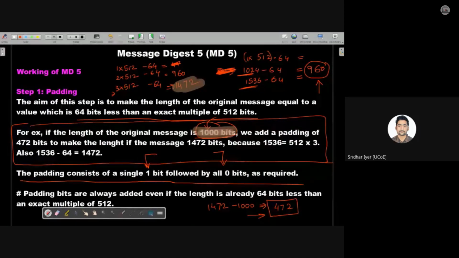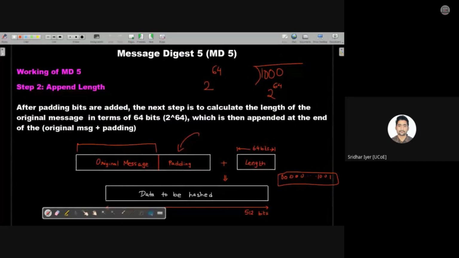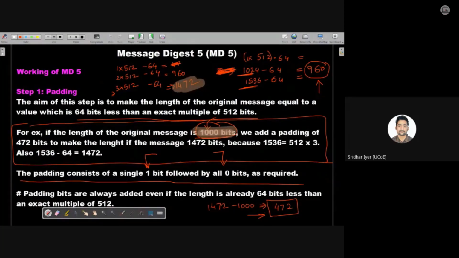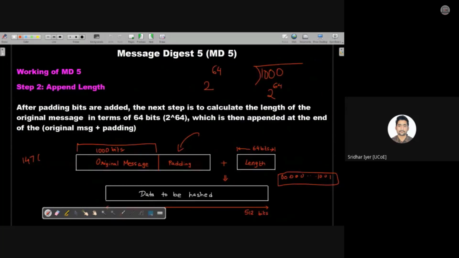Fine. So again, let me repeat. This is your original message, whose size was 1000 bits, right? We made some manipulations to it so that its size became 1476. Sorry, 1472. Right. Yes or no? Plus 64. I can further break it down like this: 1000 plus 472 plus 64.